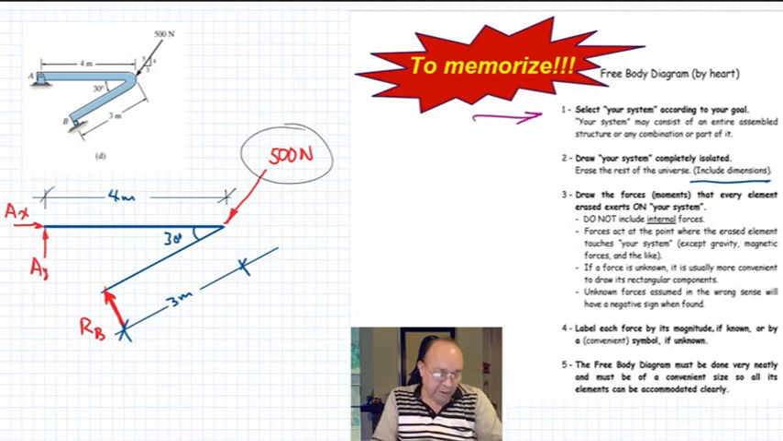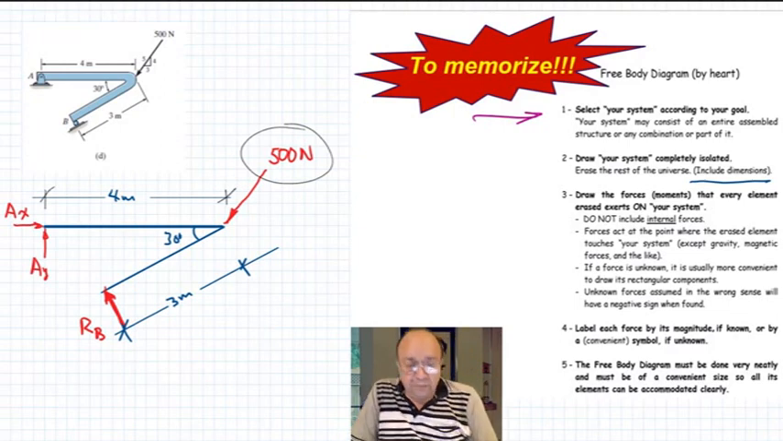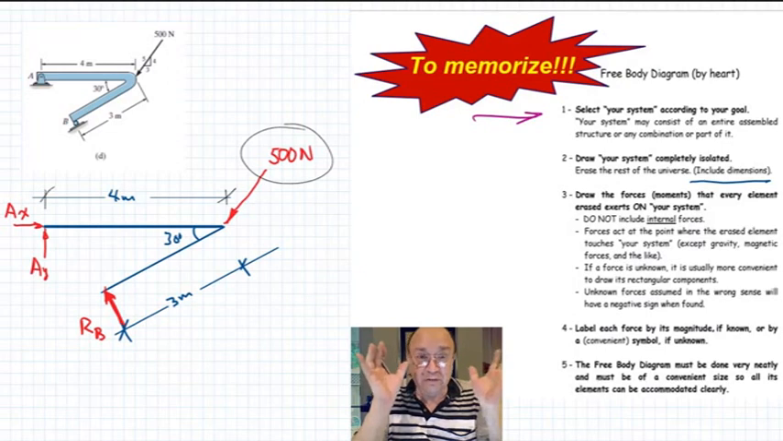And the others I call AX and AY. Unknown forces, assuming the wrong sense, will have a negative sign when found, so you really don't care in what sense you put it. Going up or going down, doesn't matter. You try to guess what is the right direction, but it's not really important. Don't spend any time trying to guess the direction of the force.